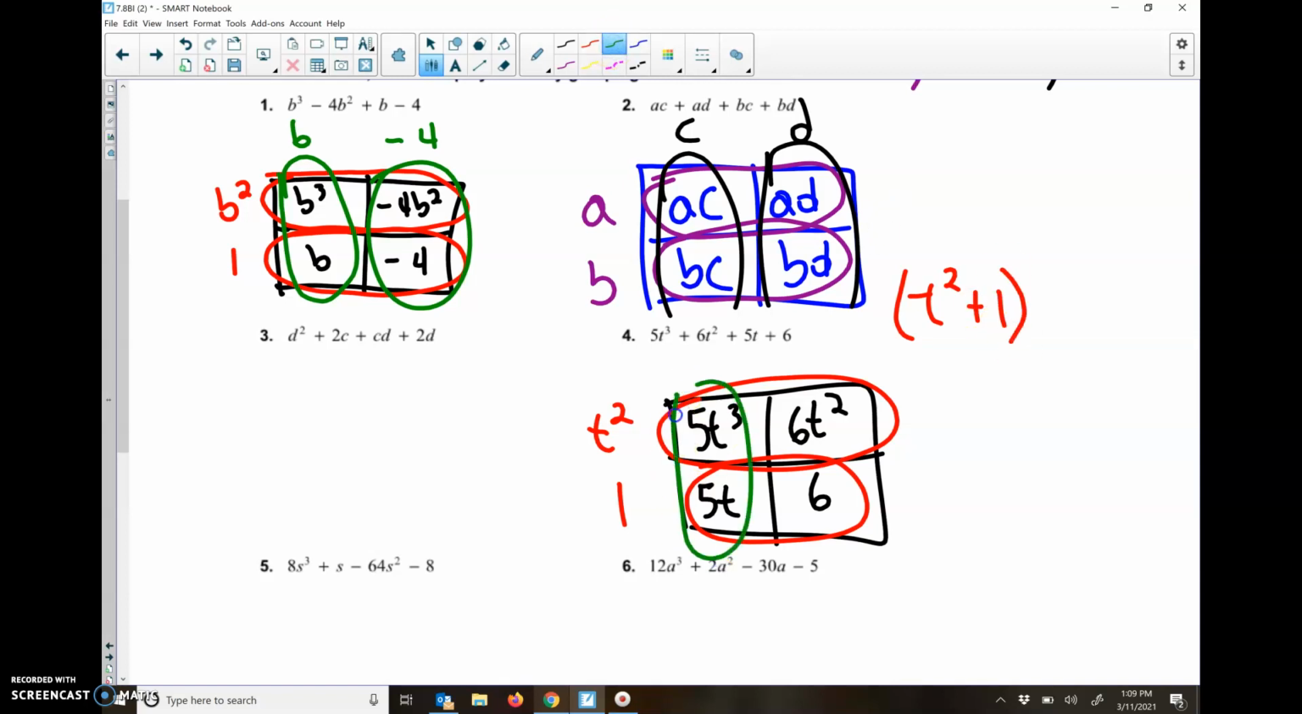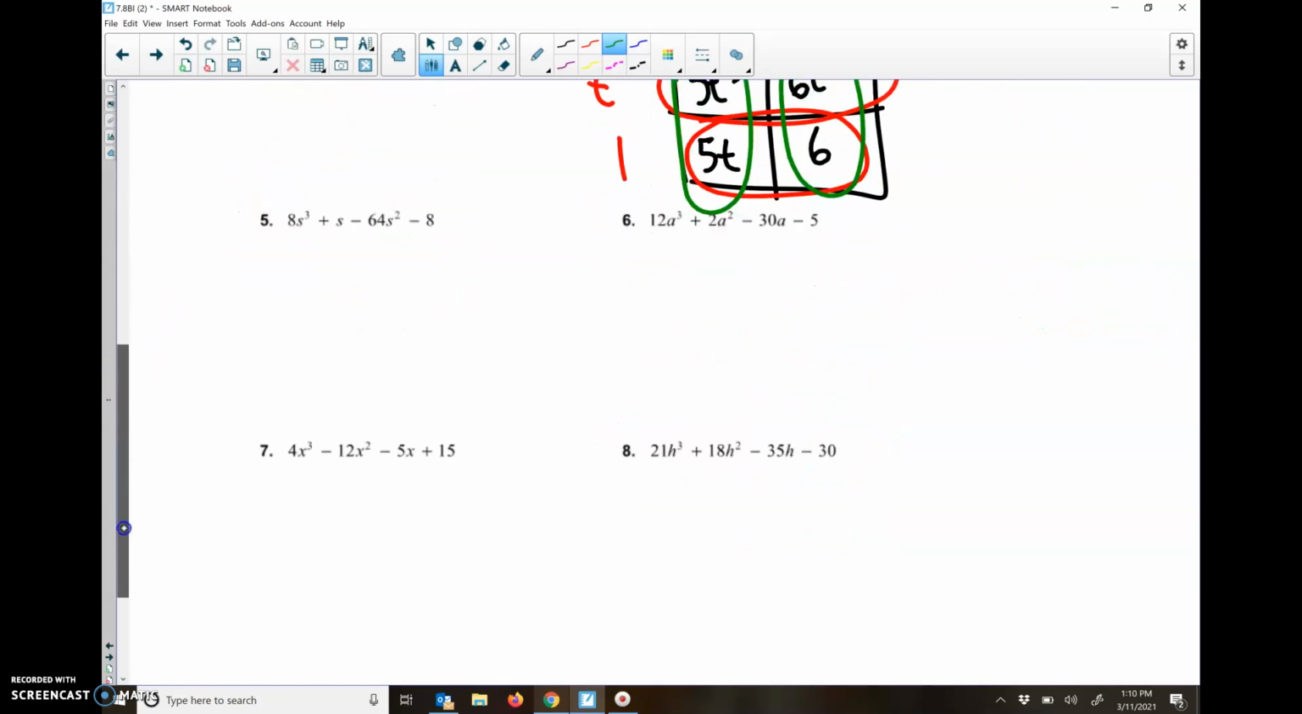And then here we look at the vertical here. So 5t to the third and 5t. Well, they both have a 5 in common. This one has 3 t's. This one has 1. So they both have at least 1 t in common. So 5t. And then 6t squared and 6. So they both have a 6 in common. This one doesn't have any t's, so we can't do anything there. So then my two parentheses are t squared plus 1 and 5t plus 6. Let's look at another one that gets a little bit bigger here.